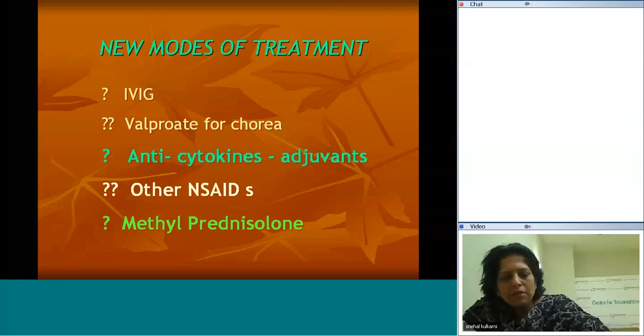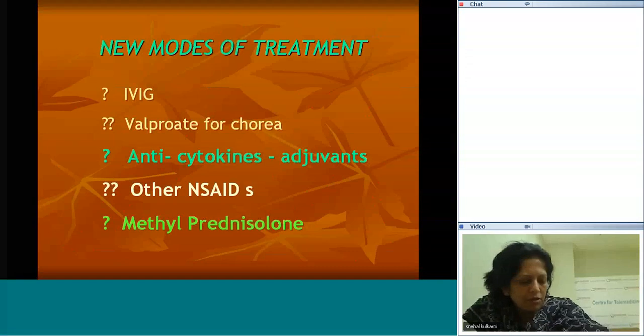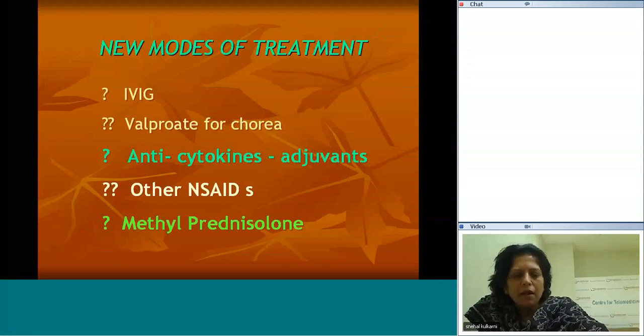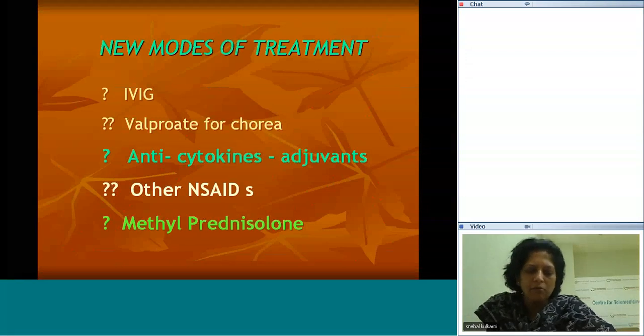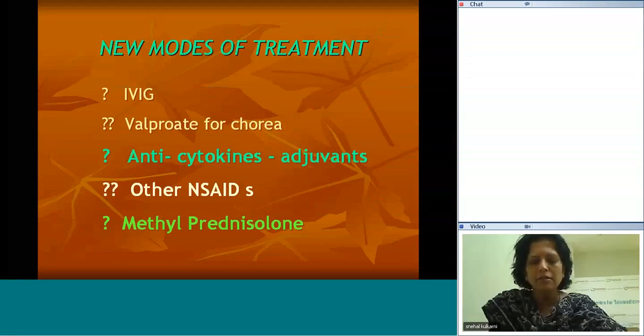What about the newer modes of treatment? As I said, there is the controversial role of IVIG, valproate for chorea, anti-cytokines may help, or is there any role of other non-steroidal anti-inflammatory agents or methylprednisolone for control of active carditis? We don't know.